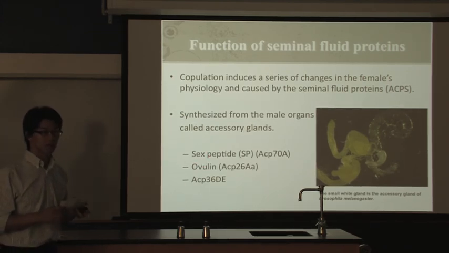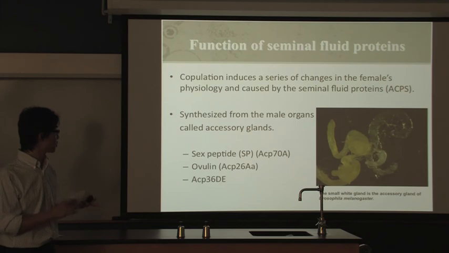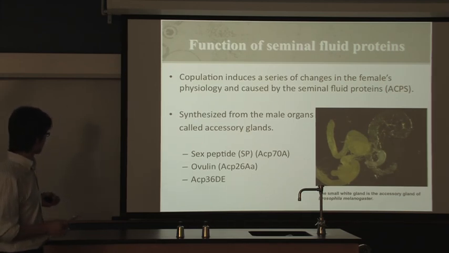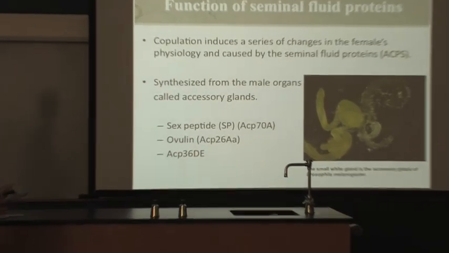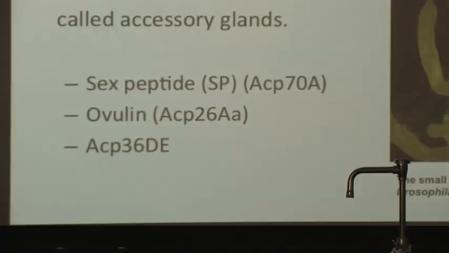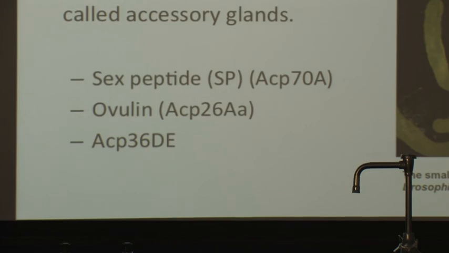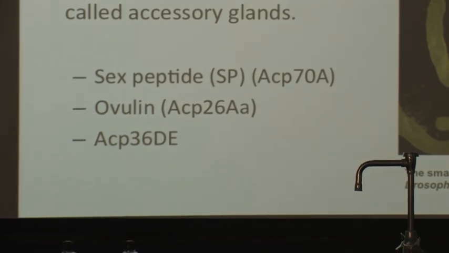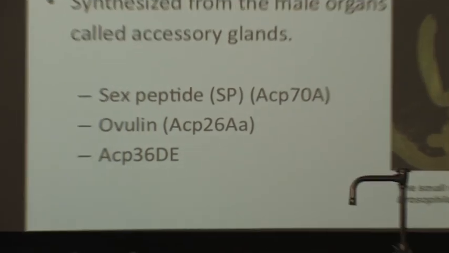The next one is ovulin. Ovulin can also stimulate the female to ovulate. And the next one is ACP36D. This kind of protein can help with sperm storage and the transfer of spermatozoa.